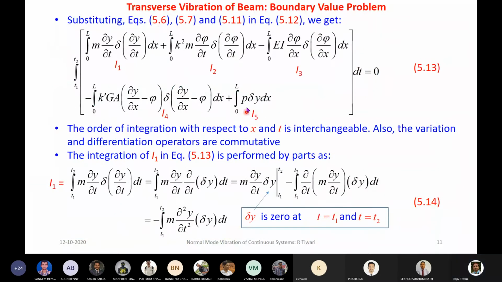Now I5 is having the required form, del y. There is no derivative of the y, so we'll keep this as it is.